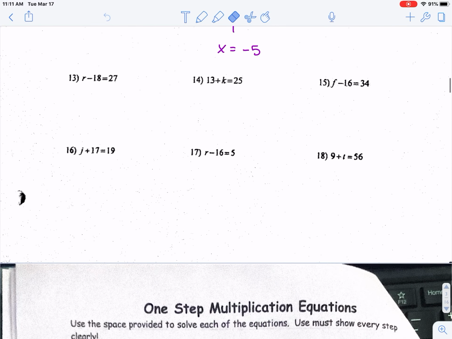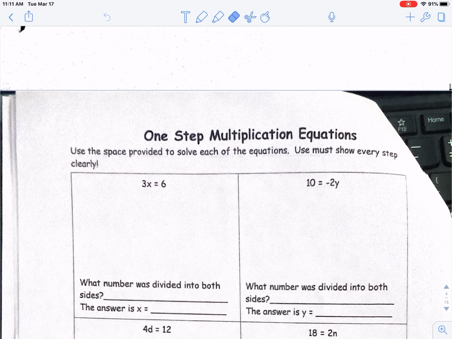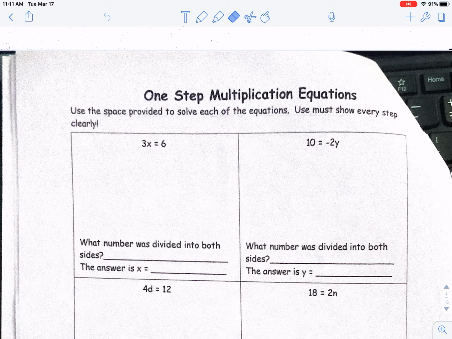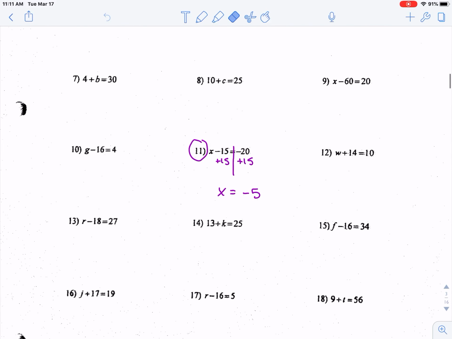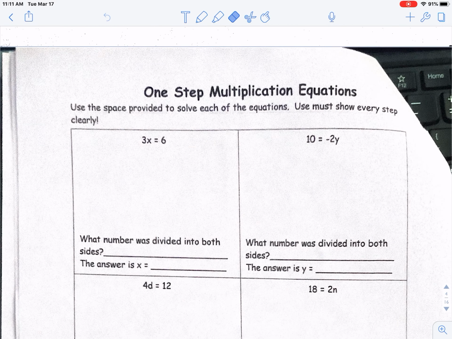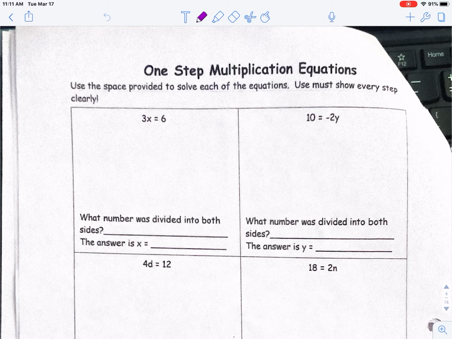Okay, everyone, welcome to part 2/day 2 of your purple packet. Remember, we left off right here, so now we are on one-step multiplication equations. Again, this is in your purple packet. Now what we're doing, instead of solving using addition and subtraction, we're going to be using multiplication, or multiplication and division, I should say.